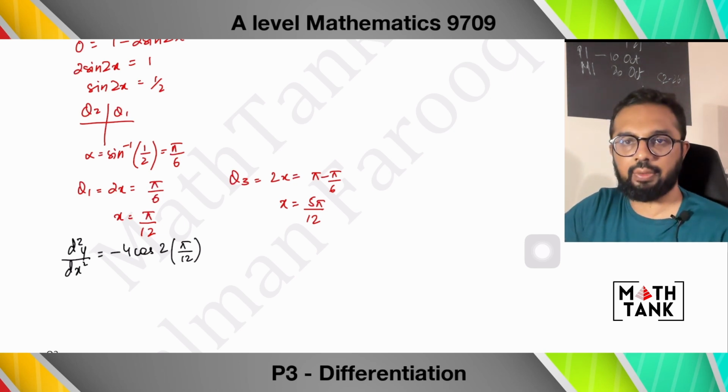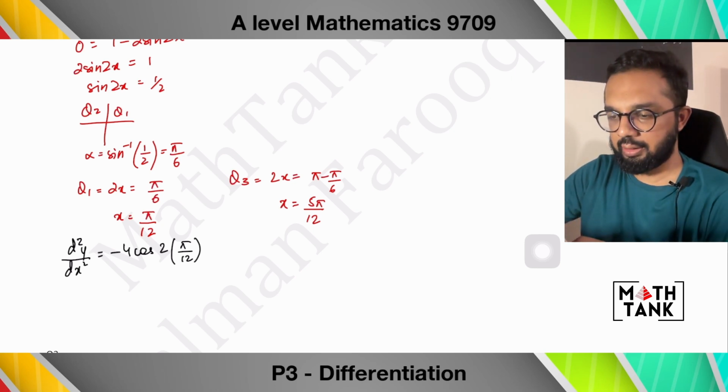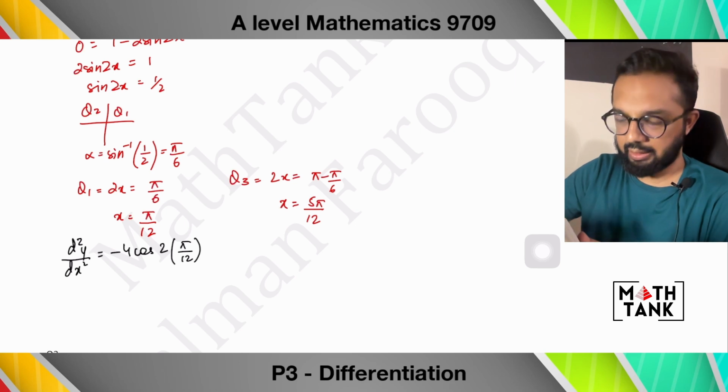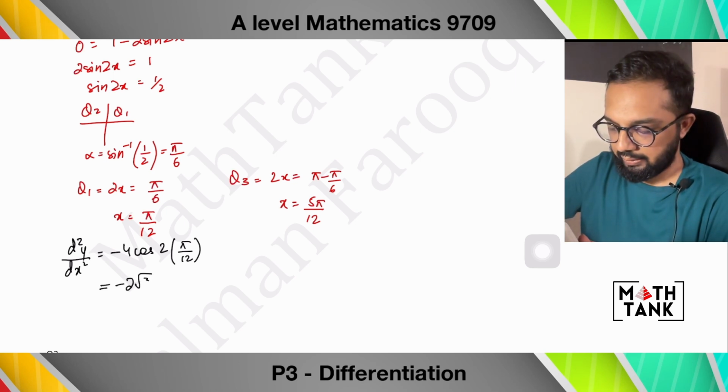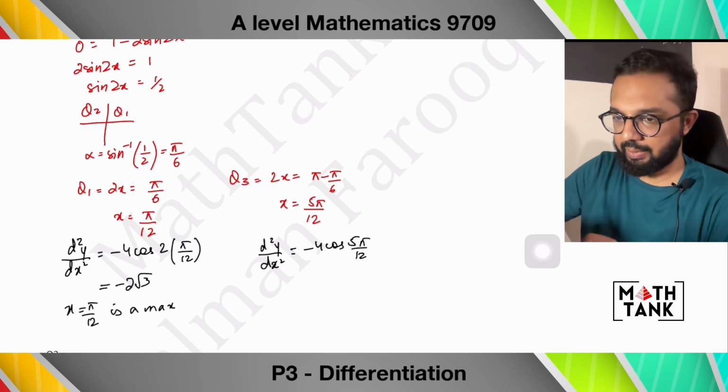I have my calculator in front of me. Okay, and pi over 6. I get minus 2 root 3. So x equals pi over 12 is a max. Let's check the other one. Cos 5 pi over 12. So minus 4 cos 5 pi divided by 12.